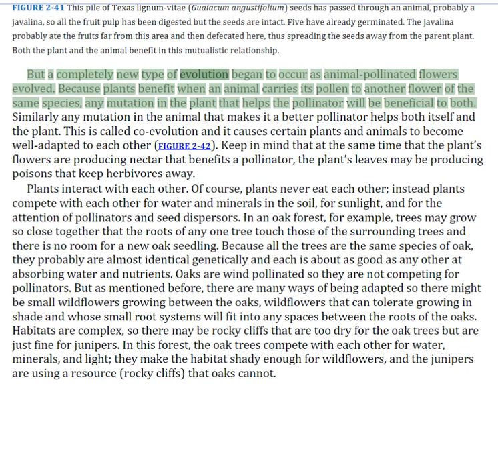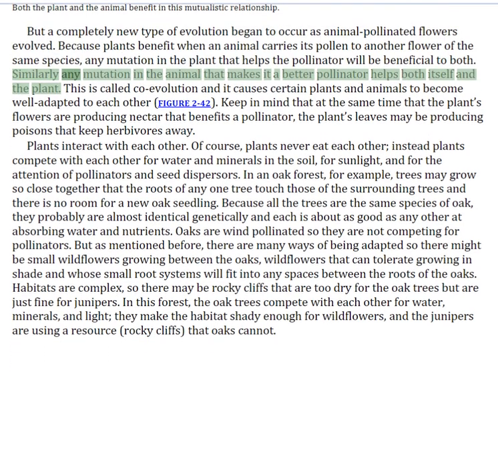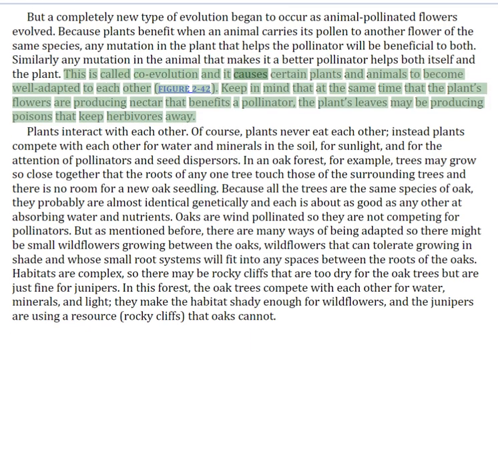But a completely new type of evolution began to occur as animal-pollinated flowers evolved. Because plants benefit when an animal carries its pollen to another flower of the same species, any mutation in the plant that helps the pollinator will be beneficial to both. Similarly, any mutation in the animal that makes it a better pollinator helps both itself and the plant. This is called coevolution, and it causes certain plants and animals to become well adapted to each other. Keep in mind that at the same time that the plant's flowers are producing nectar that benefits a pollinator, the plant's leaves may be producing poisons that keep herbivores away.